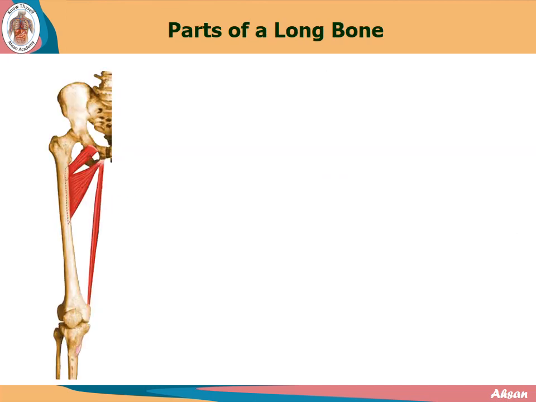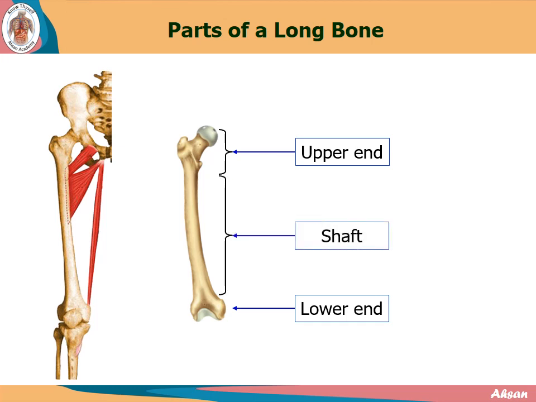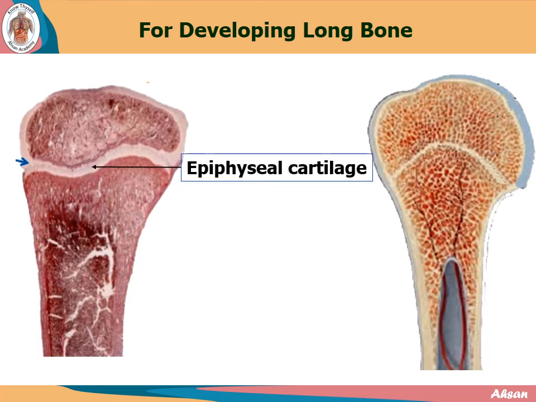A long bone has three parts in the adult. This is the upper end or proximal end, this one is the lower end or distal end, and in between there is the shaft. When it is growing, meaning it is the bone of a child, it has different parts. The ends are separated from the shaft region by a thin plate of cartilage, known as the epiphyseal cartilage.